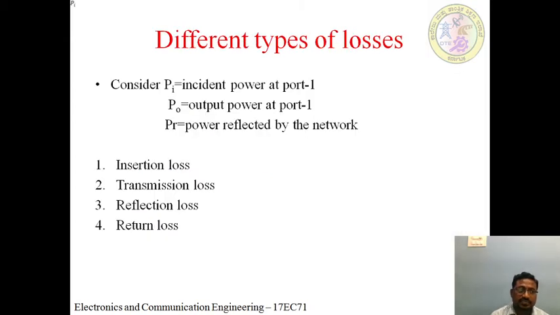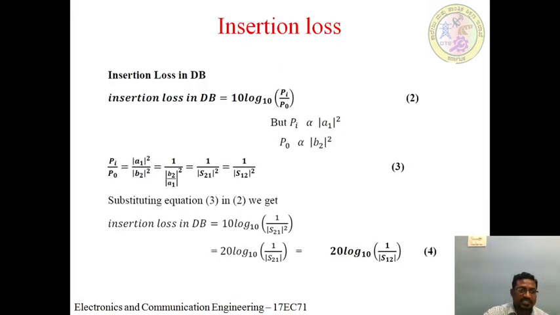Then in this case we are using the different types of losses. For explaining the losses, we should know the input power and the output power. So consider Pi for incident power at port 1 and P0 output power at port 1. PR is equal to the power reflected by the network. So there are a total of 4 different types of losses: the insertion loss, transmission loss, reflection loss and the return loss. First we'll discuss the insertion loss.